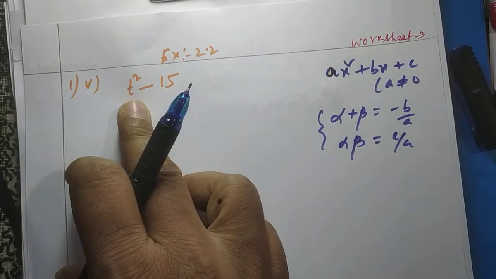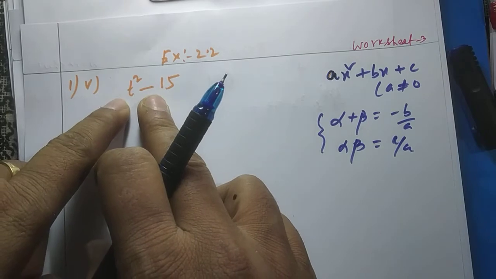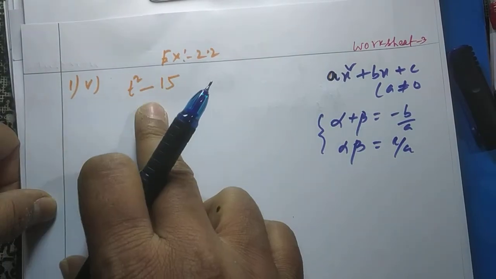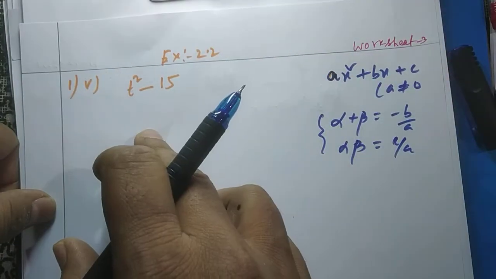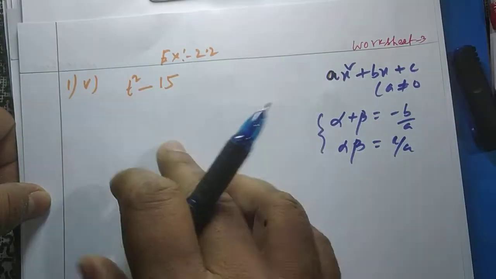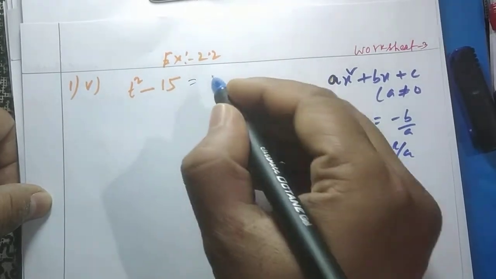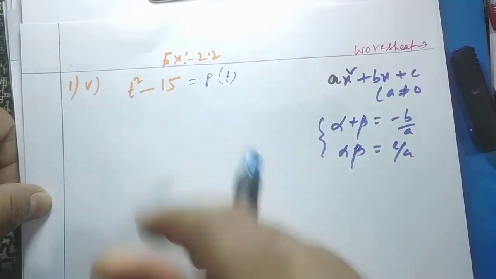Come to the next question to be solved. 1 Roman 5. Similarly here, we have to find the zeros of this polynomial. After that, we have to verify the given relation. Understood? Now here we see it's all about t. That's why you can say it is a polynomial of t. Correct?